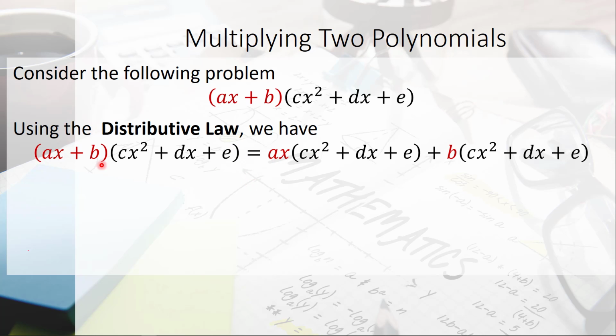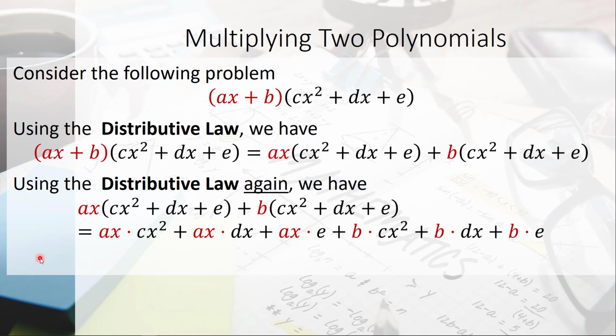So I have this term multiplied by ax, there it is, and then this term multiplied by the b, there you go. And once again, I now only have one set of grouping symbols per term. I can now use the distributive law one more time. I can multiply the ax by these three terms and the bx by these three terms. And when I do, we will have ax times cx squared plus ax times dx plus ax times e. And then bx times cx squared plus bx times d plus bx times e.